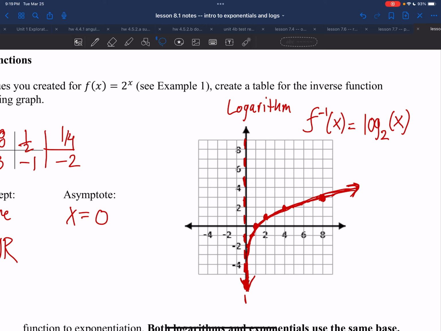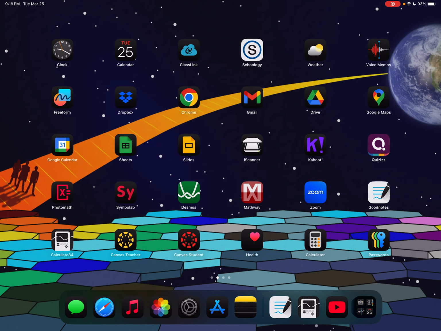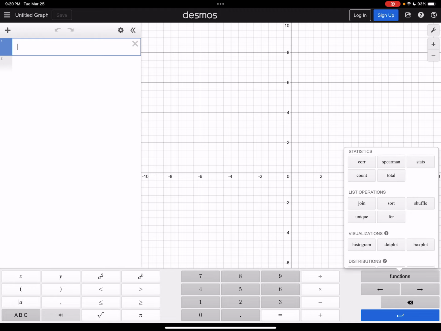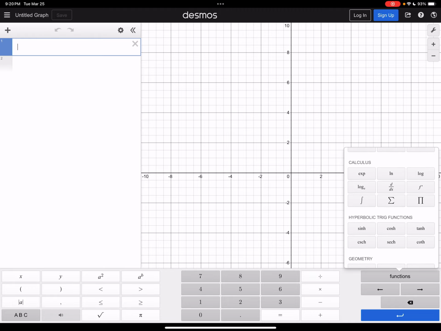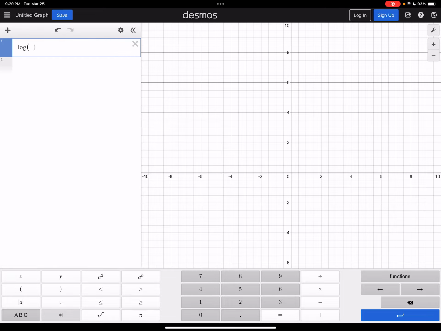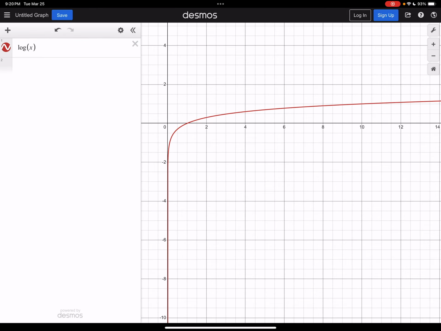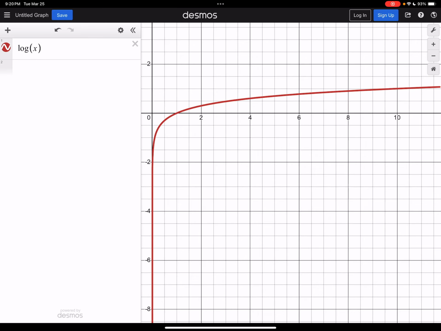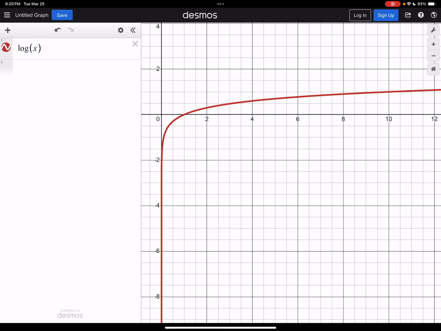Okay, and that's it. And the reason I structure the lesson this way is hopefully you remember that shape, right? Because way back in Unit 1, we studied all the parent function graphs. And if you come over here to Desmos, there's a button. Where is it? We're looking for log. There it is. Log of x gets you this graph. Let me make that nice and bold for you. And so you have this shape, which is what we basically just plotted.